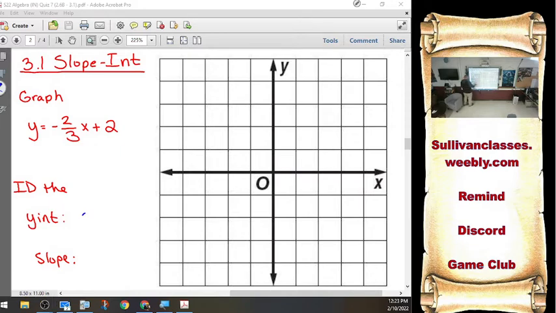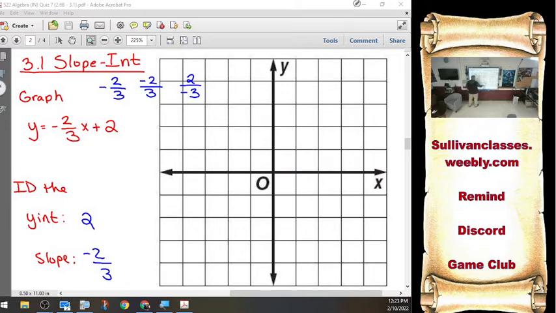Y-intercept, 2. Slope, -2/3. Now remember, if I say -2/3 out front, or -2/3, or 2/-3, those are all the same fraction. We're just not used to putting the negative on the denominator. So when we see a negative out in front of it, since the plus or minus is what told me up or down, I'm going to move that up with the 2.